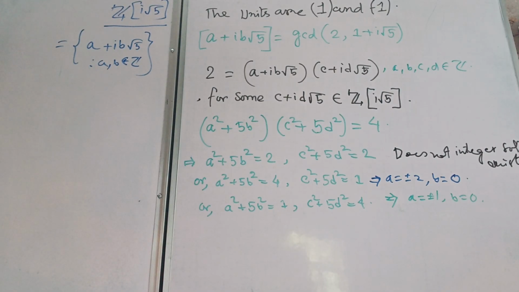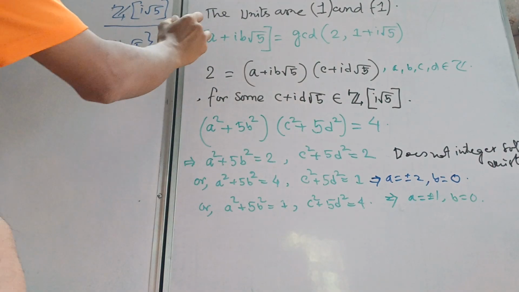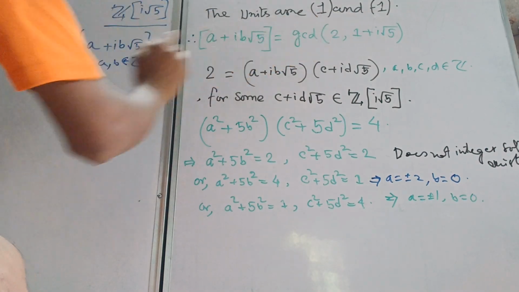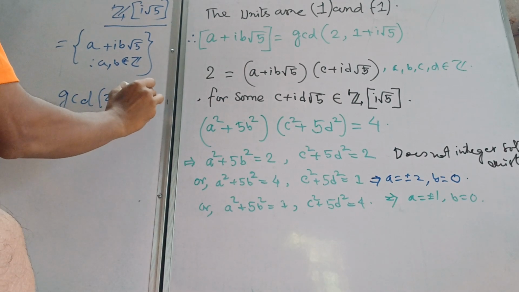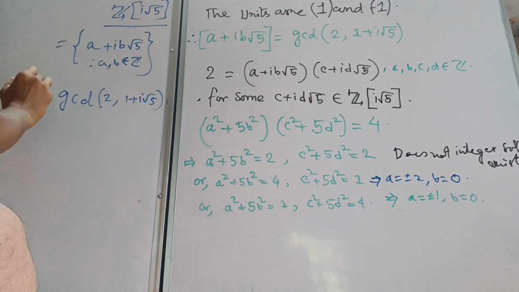The units are 1 and minus 1. And let a plus i b root 5 equal the GCD of 2 and 1 plus i root 5. That means we find the GCD of 2 and 1 plus i root 5. Okay, we find this now.